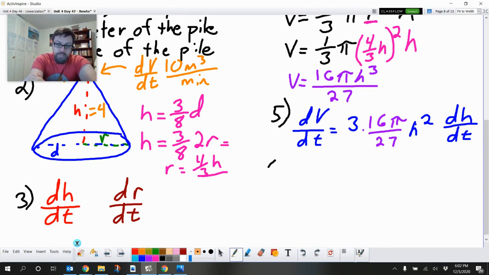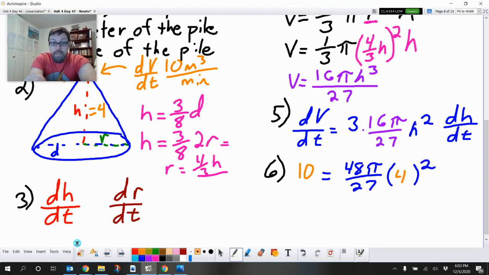That is step 6. So dV over dt, we knew that from earlier, is 10 equals, I'm going to simplify this a little bit. We get 48 pi over 27. h we know, it's 4. That's the instant that we're checking. And then dh dt, that's the thing that we're looking for. I'll make it red so we can really see it. Like, ooh, that's the thing we want. dh over dt.